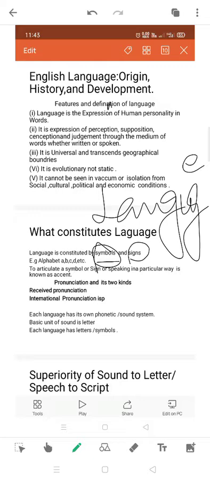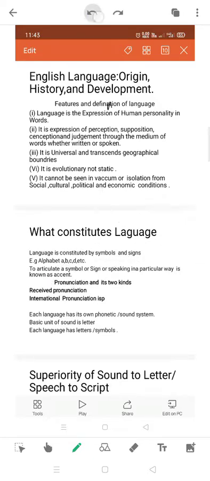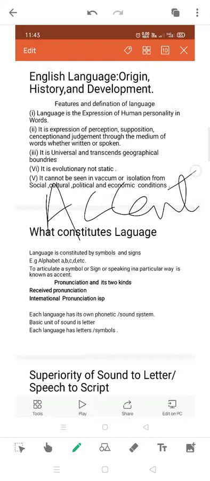Now, a word is a symbol or a sign which, when we articulate from our mouth, from our lips, produces a sound. So to articulate a symbol, an alphabet or a sign, or speaking in a particular way, is known as accent. So we have to notice it. What is accent? Basically, accent is a manner or a way of pronouncing a word.